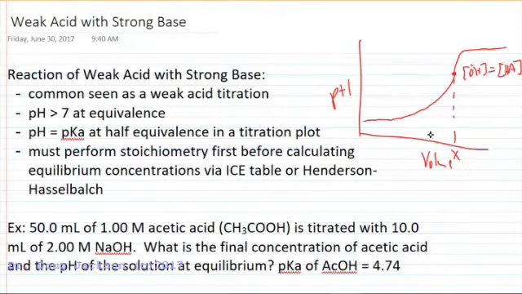Well, if we go to half that value, at this point the pH is going to equal the pKa according to the Henderson-Hasselbalch equation. And so at this point pH equals pKa, and the concentration of our conjugate base is going to be equal to the concentration of our acid as we've added our strong base to solution.